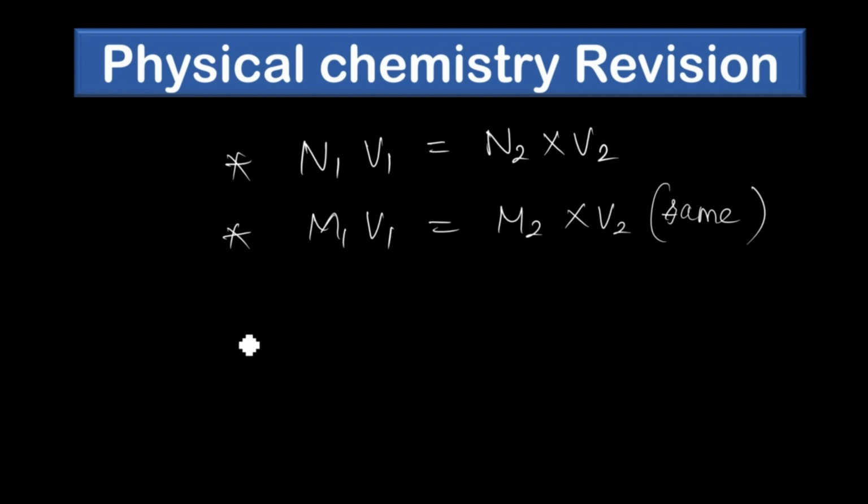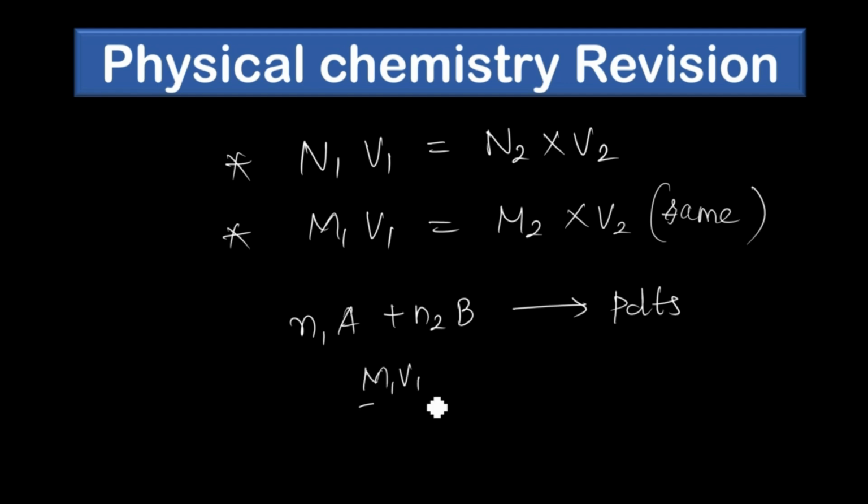The next one, which is in terms of the molarity equation, for the reaction, let's say the reaction is n1 A plus n2 B giving you the products. Okay, so in that case you need to use M1 V1 by n1, which is equal to M2 V2 by n2.